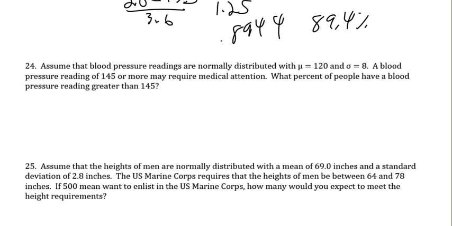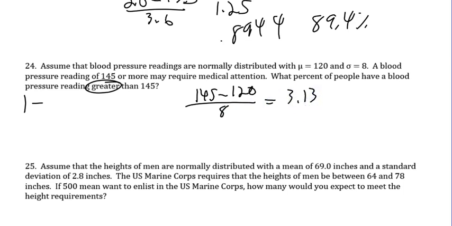Number 24. Blood pressure. There's your average, standard deviation, okay? 145 or higher is bad, so we're looking for greater than. So we're going to be doing a 1 minus in here. But let's first find our z-score. So 145, the actual score, minus the mean divided by the standard deviation equals 3.13. If you look at 3.13, it's going to be 0.9991. When you subtract that from 1, you get 0.0009, or 0.09%.